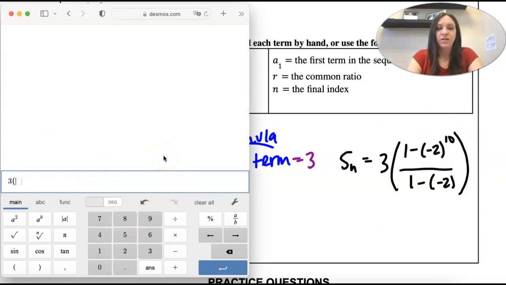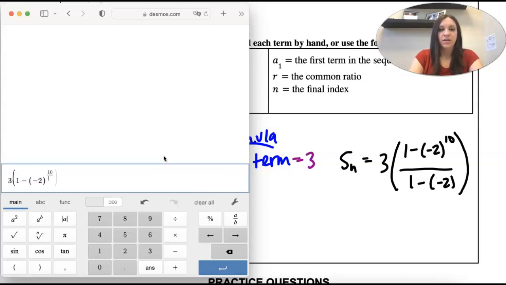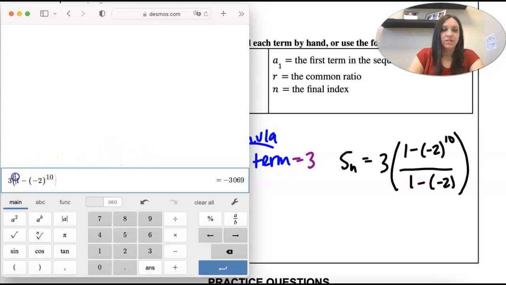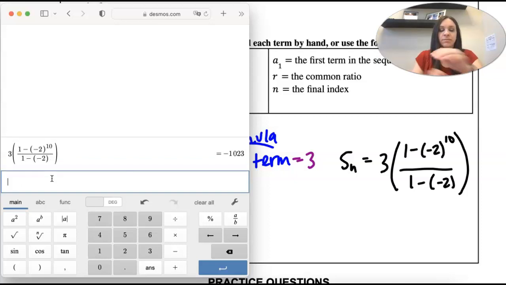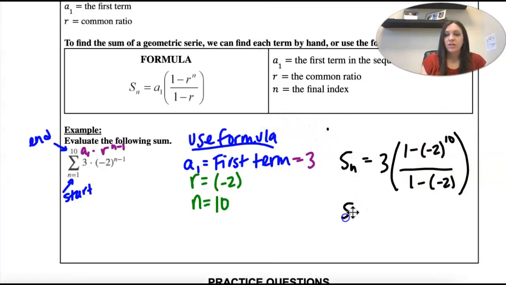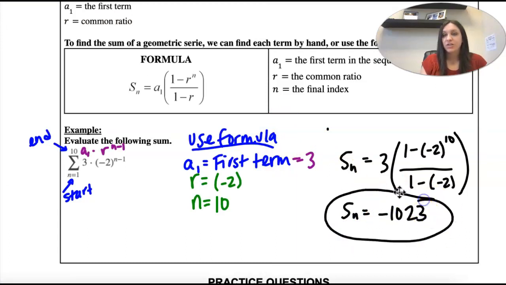So 3, and then 1 minus -2 to the 10th. And then, I'm going to have to highlight this whole thing, and then divide 1 minus -2. Okay, so I just copied it exactly how I wrote it, and that sum would be -1023, which is faster than going through and calculating 10 times and then adding up your numbers. That's why we like the formula.